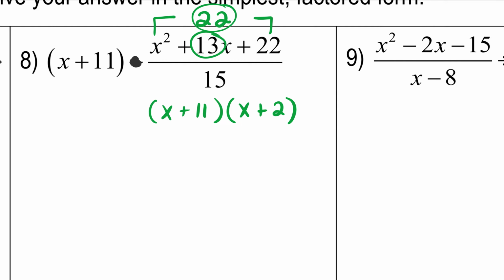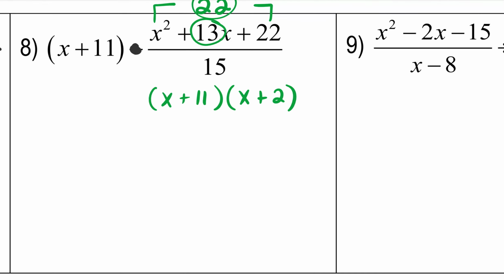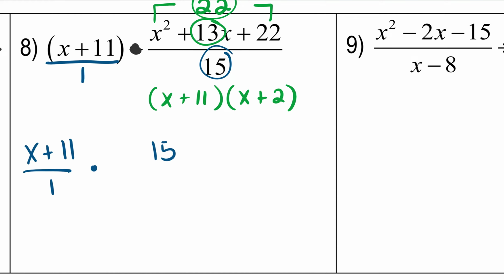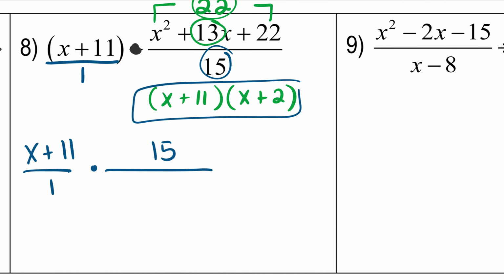I can't reduce either one of those, so that will be on the bottom of my fraction, right, when I flip it. So let's go ahead and write this. So this first one is going to be over 1, right, x plus 11 over 1 times. Now, since I'm flipping this second fraction, this 15 goes on top. And then these two that we factored go on bottom.